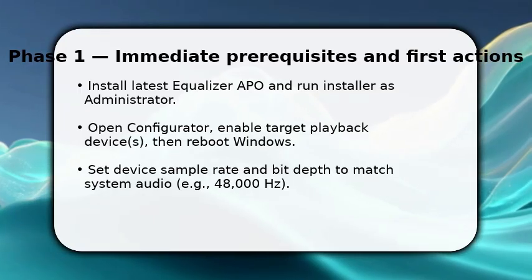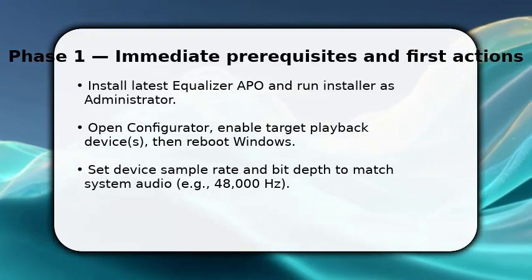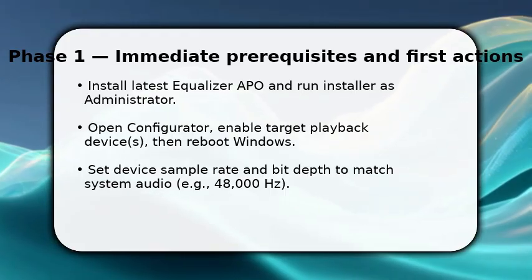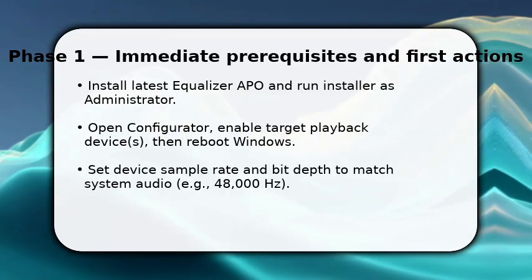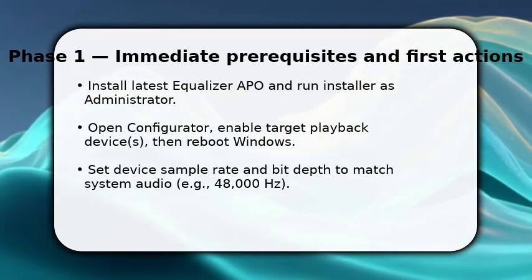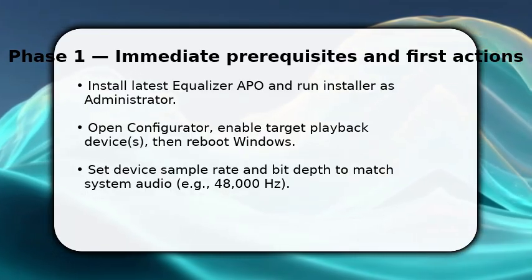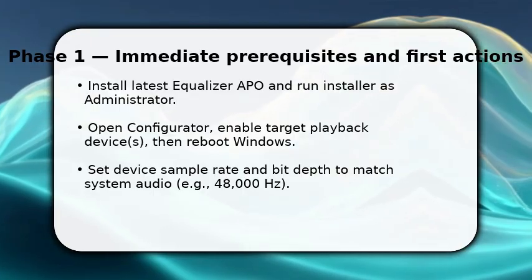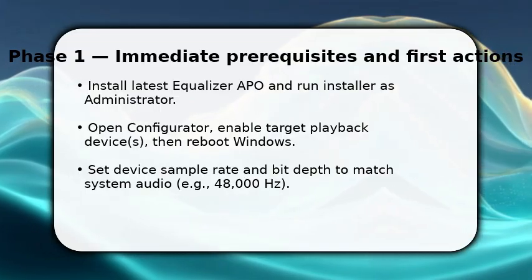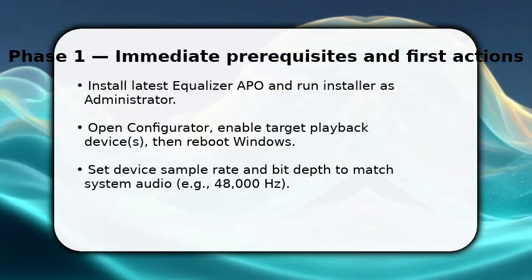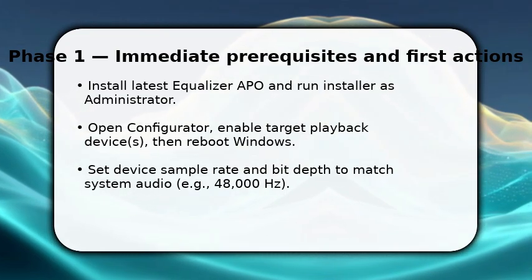You begin by verifying prerequisites. Equalizer Apo must be installed, and you must run the installer as administrator so drivers register properly. Once done, open the configurator and check the boxes for the specific playback device you want processed. Enabling the wrong device is the most common mistake. Make sure the device sample rate and bit depth in Windows sound settings match your intended output. Mismatches can prevent Apo from loading. Finally, reboot so drivers and the audio pipeline refresh.